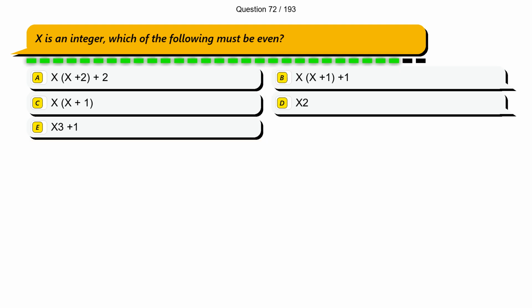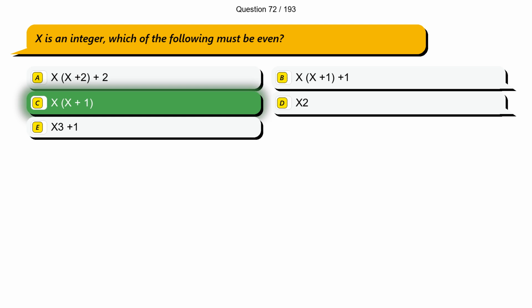Question 72. X is an integer, which of the following must be even? Option A, x(x+2)+2. Option B, x(x+1)+1. Option C, x(x+1). Option D, x². Option E, x³+1.